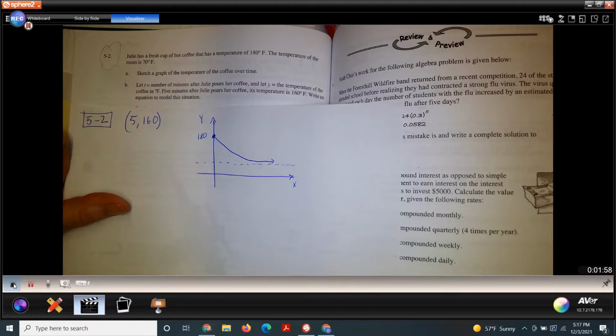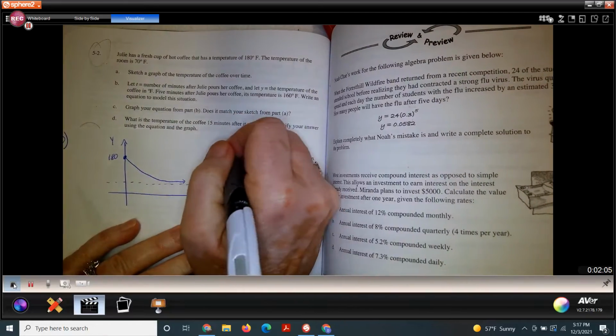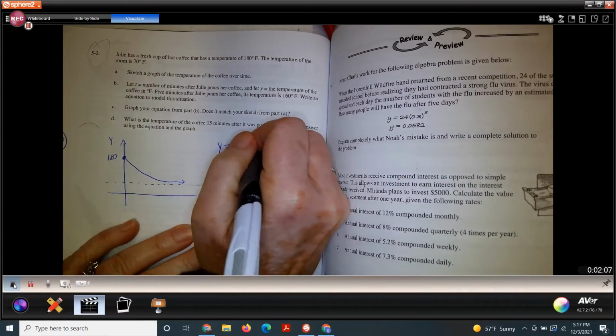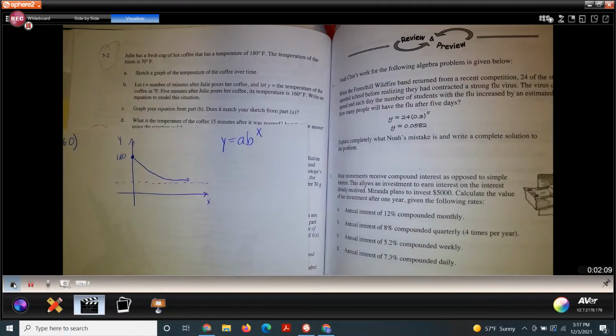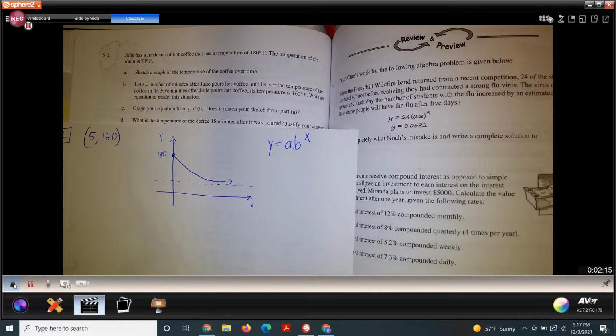Write an equation to model the situation. So this is a tricky one because we've just been going y equals a times b to the x, and we know a is the starting point. So we want to plug in 180 there, but there's a little bit of a glitch with this one.